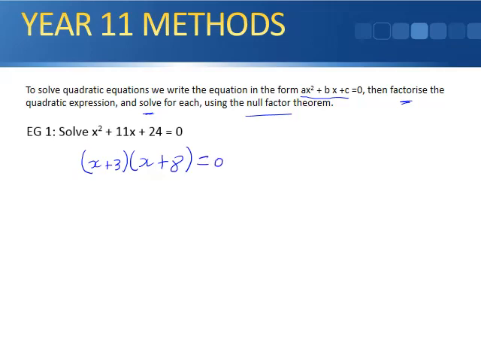Now, remember what the null factor theorem says, that the first bracket equals 0, and if you solve this one, you get x equals negative 3. And, of course, you have to do the other one. We'll put the or in between, so we get x plus 8 equals 0, and if you solve this one you get x equals negative 8, and don't forget to put the or in between that one as well.